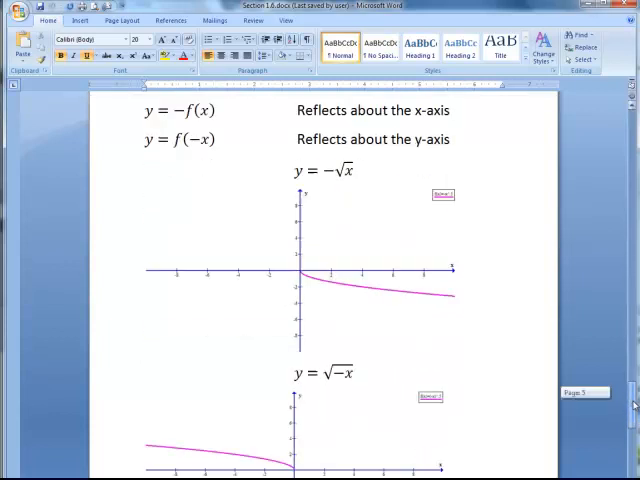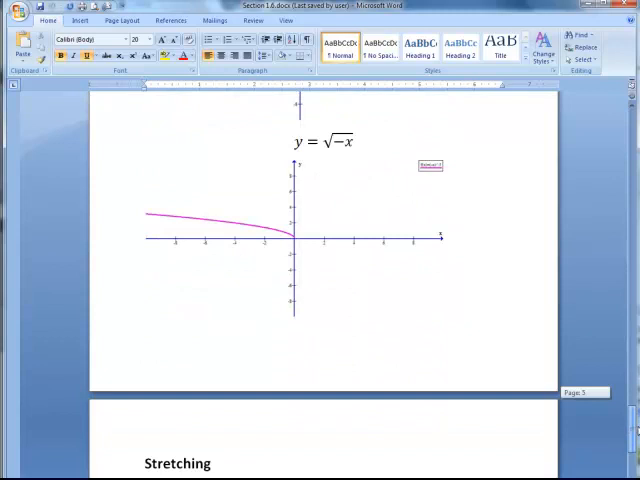Similarly, if I look at y equals the square root of negative x, the negative is on the inside of the function this time. That means I'm reflecting around the y-axis. So instead of starting at the origin and going up and to the right, I'm going to reflect that this way, left and right, and I'm going to start at the origin and go up and to the left.